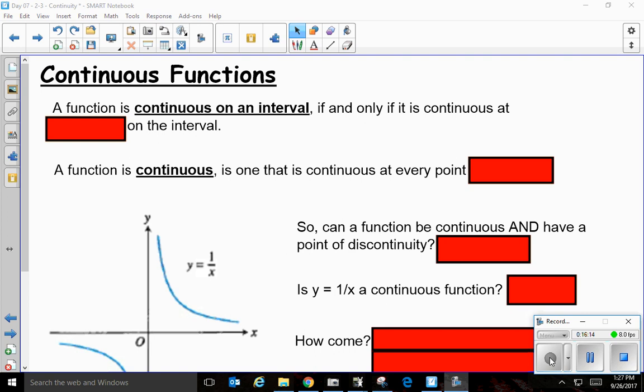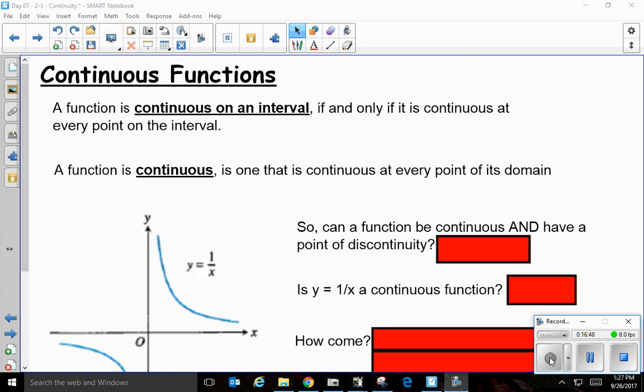All right, so let's go a little bit deeper into continuous functions. A function is continuous on an interval if and only if it is continuous at every point on that interval. Meaning, it has to be that line. It has to connect, okay? Now, a function is considered continuous if it's one that is continuous on every point of its domain.